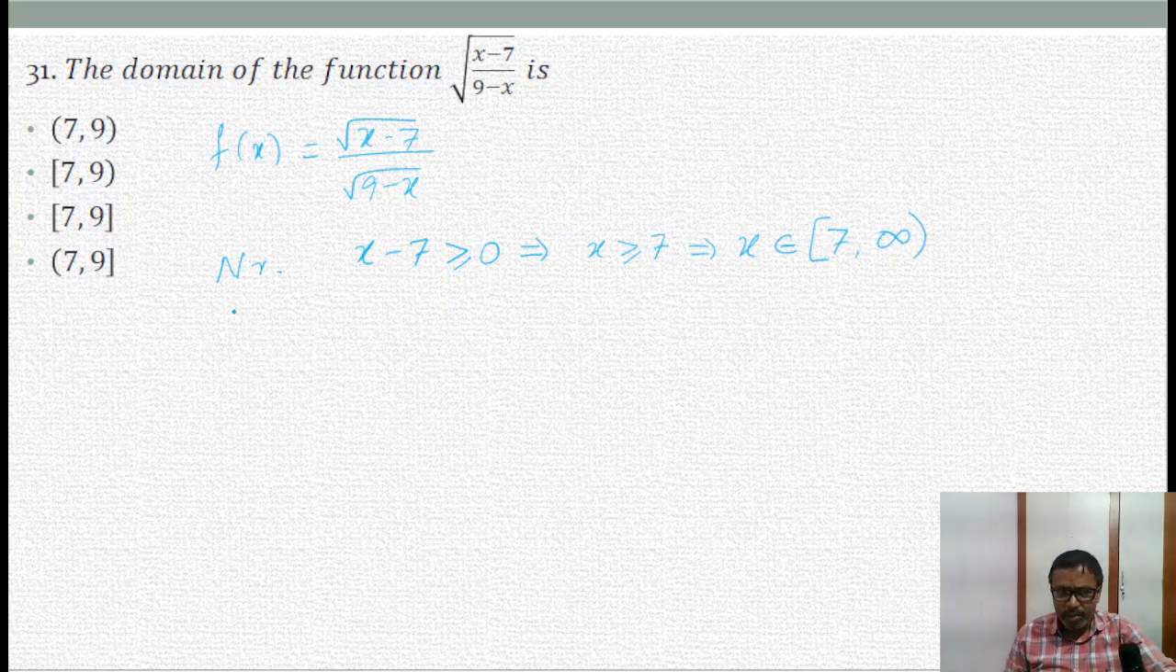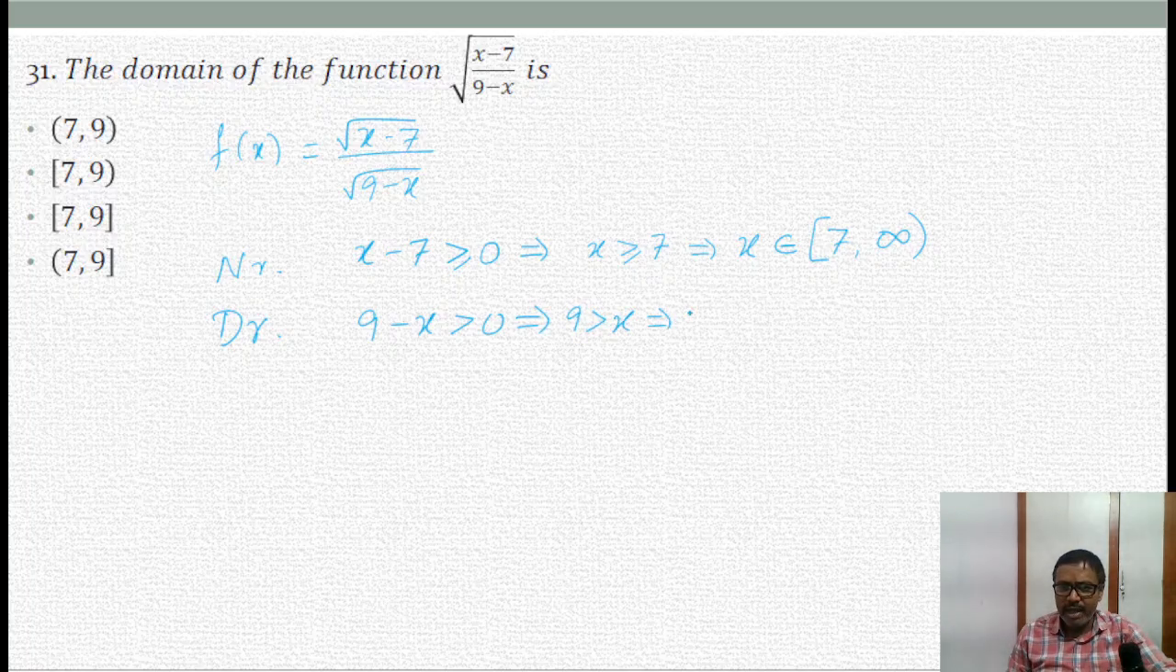Go with the denominator now. For the denominator, 9 minus x must be greater than 0. Don't put equal to 0, because if the denominator is 0, it is not defined. For the function under root in the denominator, only the greater than 0 condition is satisfied. Equal to 0 does not satisfy, because it is in the denominator. So this implies 9 is greater than x.